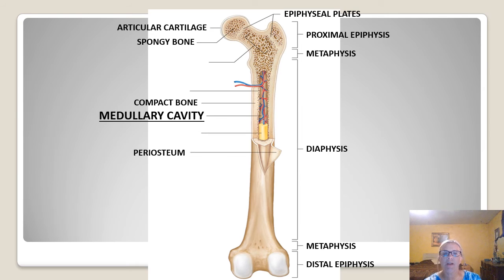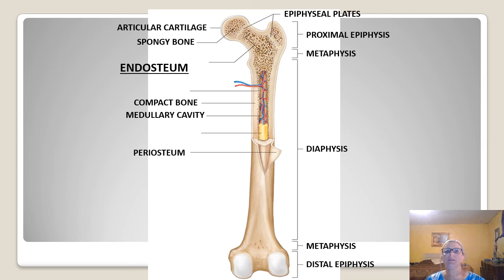Here we're looking at the medullary cavity. This is the hollow chamber in the bone. It's continuous with the space of the spongy bone. The medullary cavity of a long bone is lined with a thin cellular layer, and that's what we call the endosteum. You can see if you take out the blood vessels and the yellow marrow here, that would be the medullary cavity. It's the opening.